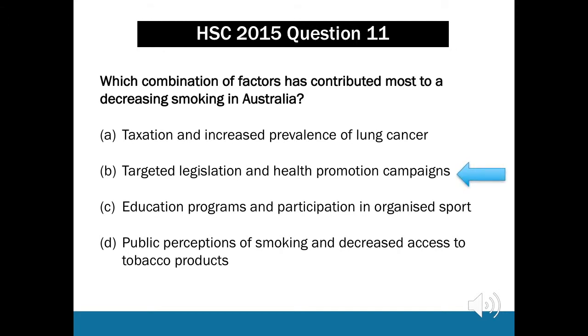And that's right, B is the correct answer. So targeted legislation and health promotion campaigns are a combination of factors that have contributed to less Australians smoking. Alright, so it's not A because the increased prevalence of lung cancer hasn't contributed to this. C, participation in organised sport doesn't really relate to smoking. And D, decreased access. So access hasn't actually been decreased.